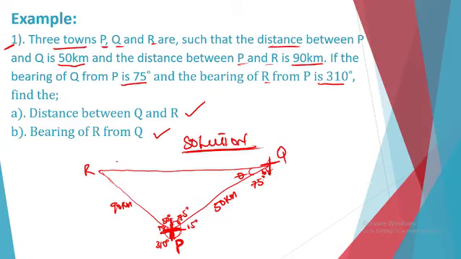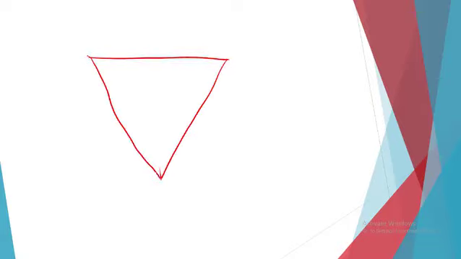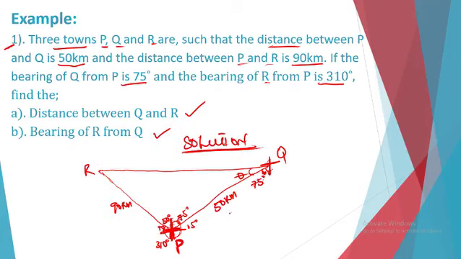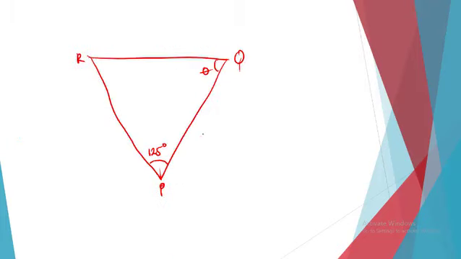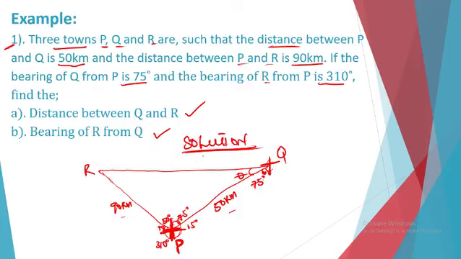So we'll draw a triangle PQR. Do you understand? So let's go over. We have a triangle that looks like this, and this is Q, this is P, and this is R. Here we have the total to be 125 degrees, and here we have theta. This side is 50 kilometers and this is 90 kilometers. We've now formed a triangle. Now the first question said we should find what?